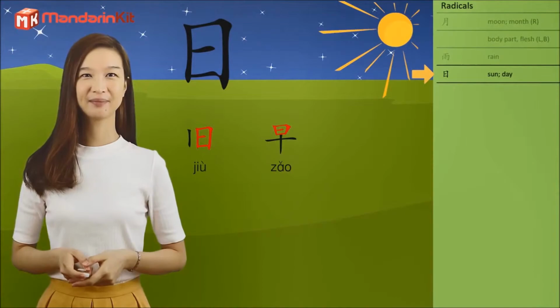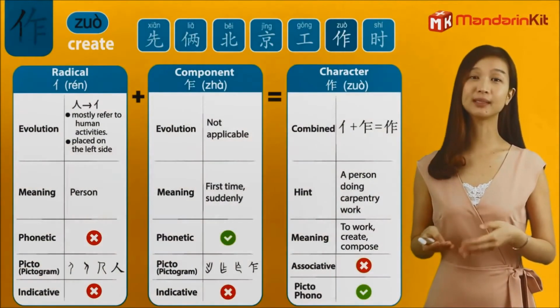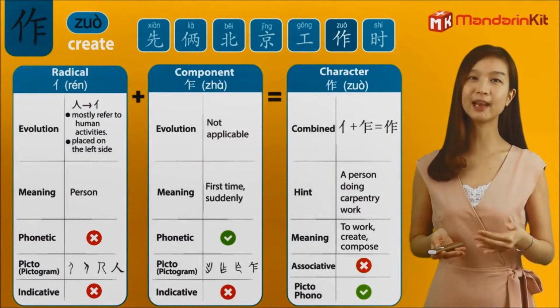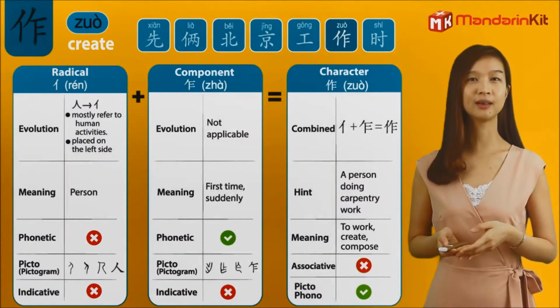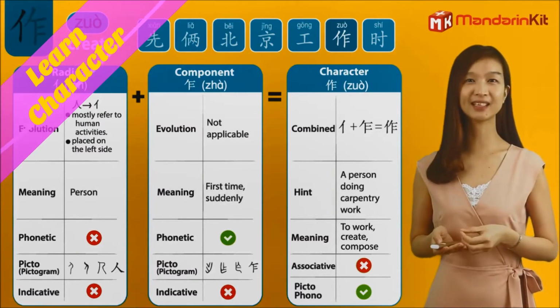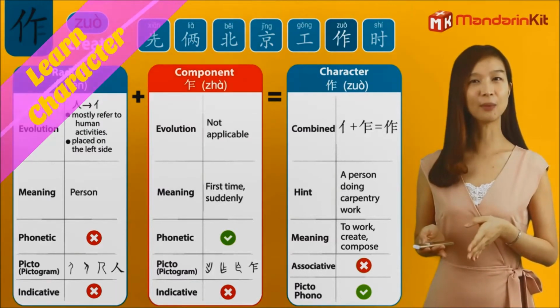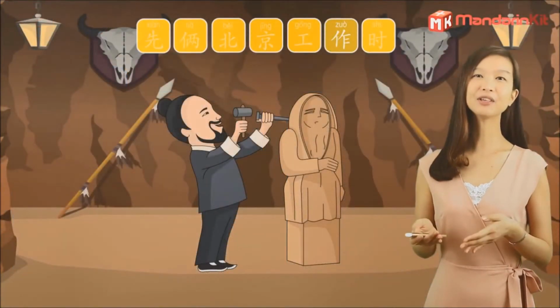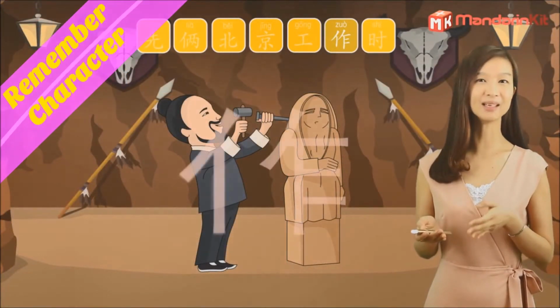Good morning. 做 means to work on something which is relatively formal or to create something related to art and literature. 做 has ren radical as it is related to human activity. The right component, 炸, is a phonetic component. We could imagine it as a sculpture a man is working on.